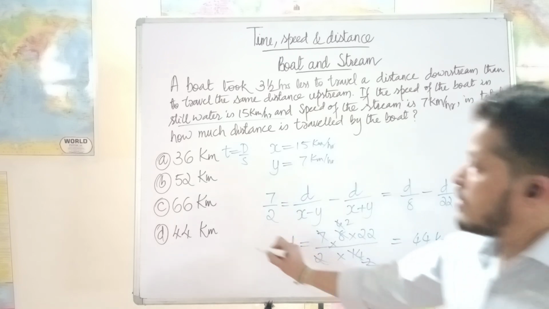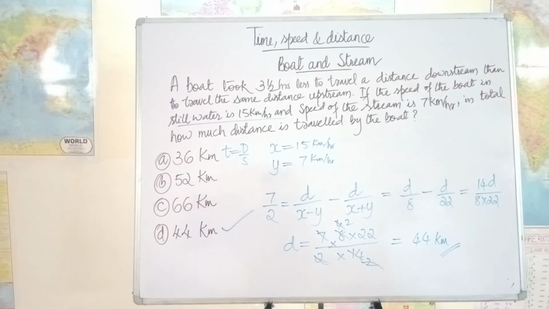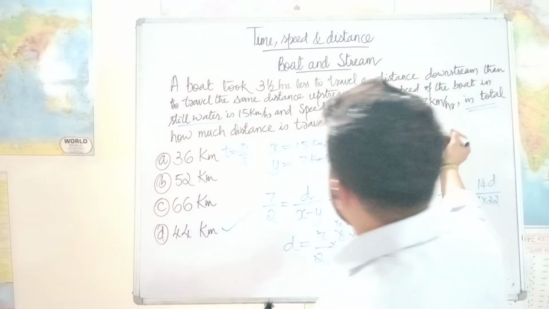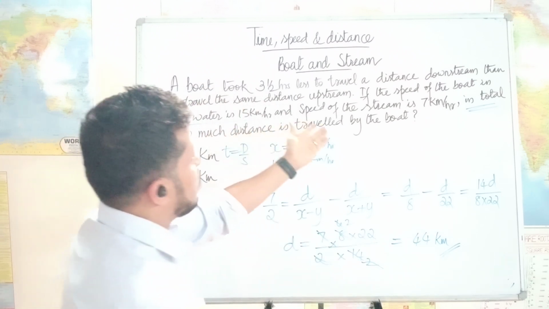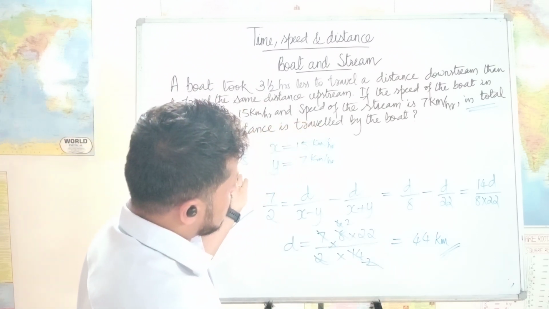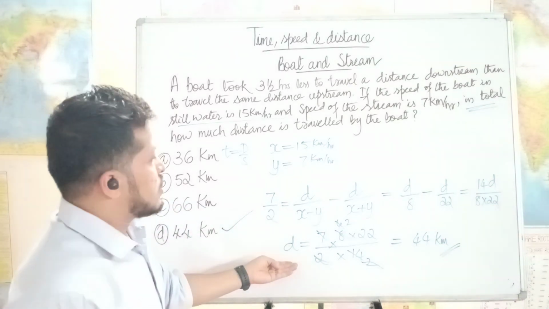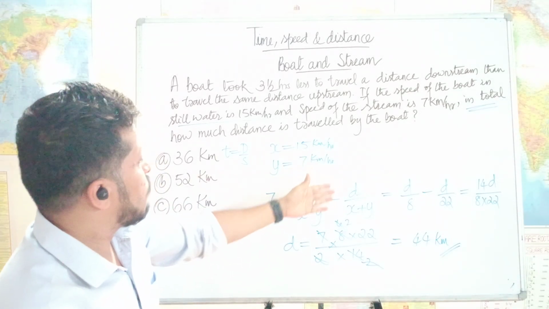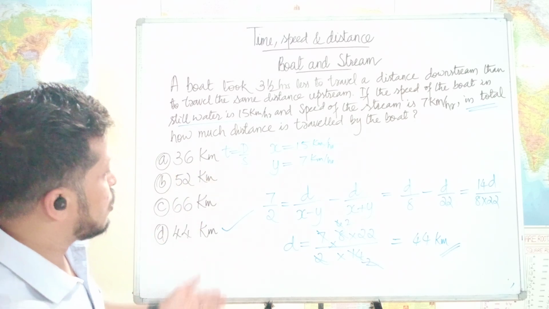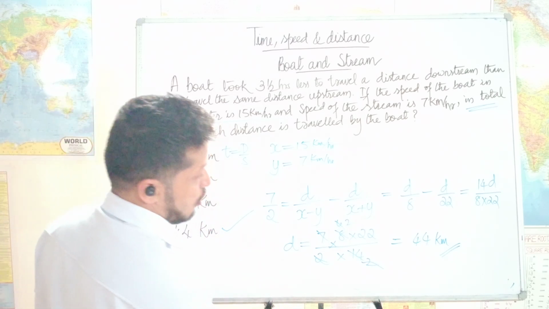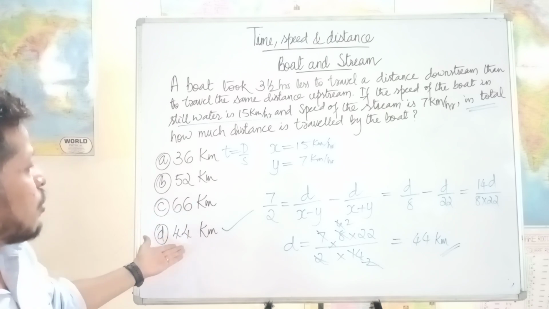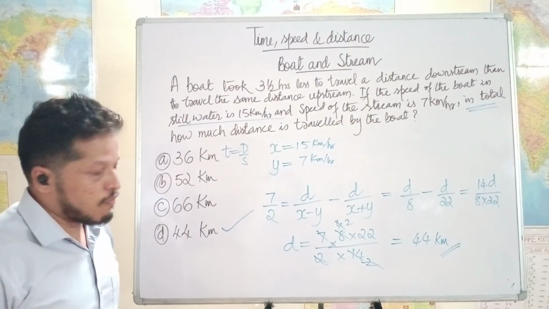We have this as the right answer. However, I still think if it's total distance required, then we'll have to take 2 times d. Probably if the examiner is looking for the total distance traveled, 1d is 44 kilometers downstream and 44 kilometers upstream. Then it may be 2 times d, which can be 88 kilometers also. So in this question, since we don't have that option, let's go with 44.